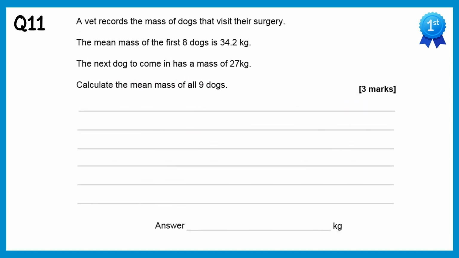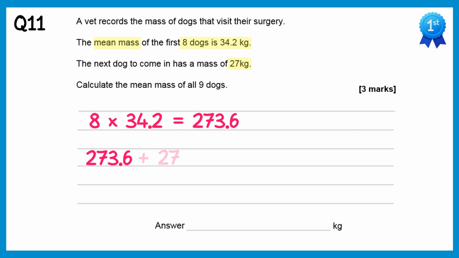In this question, we're told that the mean mass of the first 8 dogs is 34.2 kilograms. This means that when you added up all of the masses, divided by 8, you'd get 34.2. So if we do that backwards and instead do 8 times 34.2, you get 273.6, which is the total mass of all of those 8 dogs. But there's an extra dog, which has a mass of 27 kilograms. So if we add that dog in as well, 273.6, add 27, you get 300.6.